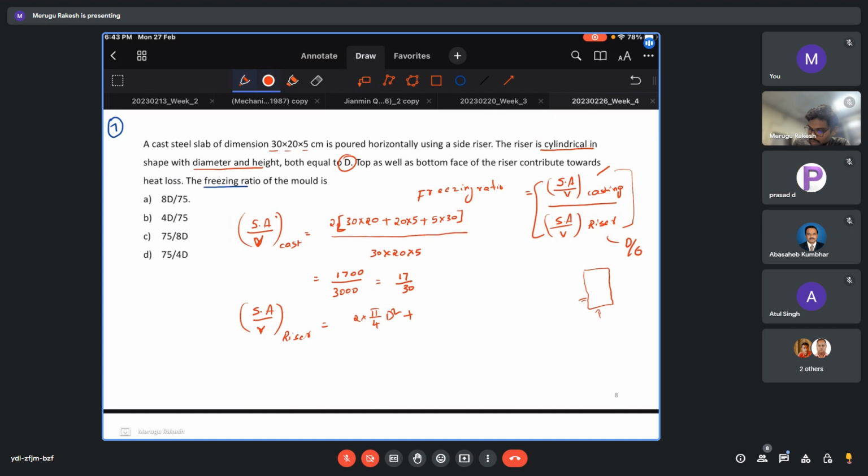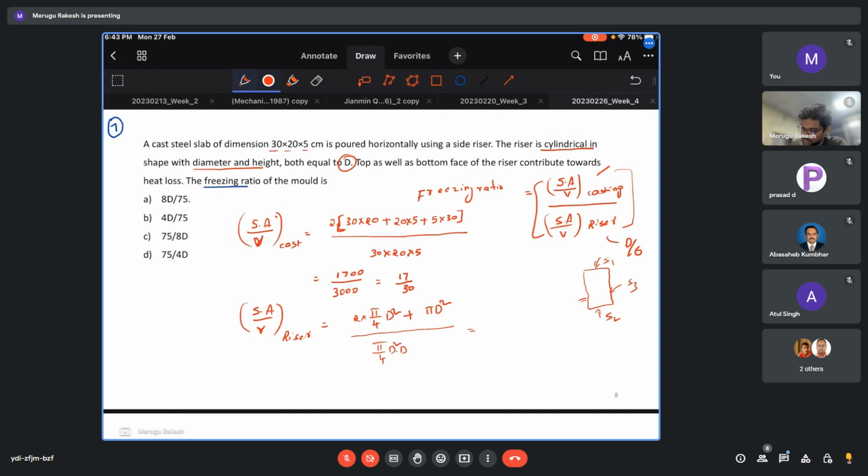So both this surface and this surface, S1 and S2, both will contribute to heat loss as given, then S3. So this S1 and S2 are both equal, 2 times pi over d square. Then the later surface area, that is nothing but pi dh. H is here equal to d, so we write pi d square, divided by volume of the casting, that is nothing but pi by 4 d square h. That is pi by 4 d cube, I can say.